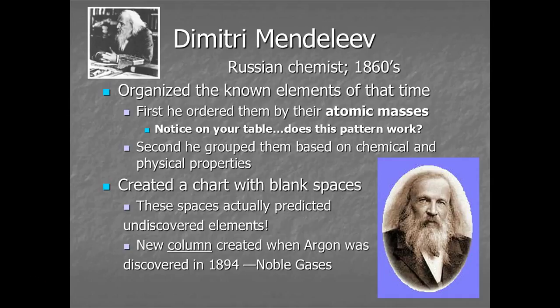He did not include the noble gases because they're so hard to detect that people didn't know that they existed at that time, so he didn't include those in his periodic table, but they found them later and then they were added to the periodic table. This is what his periodic table actually looks like.